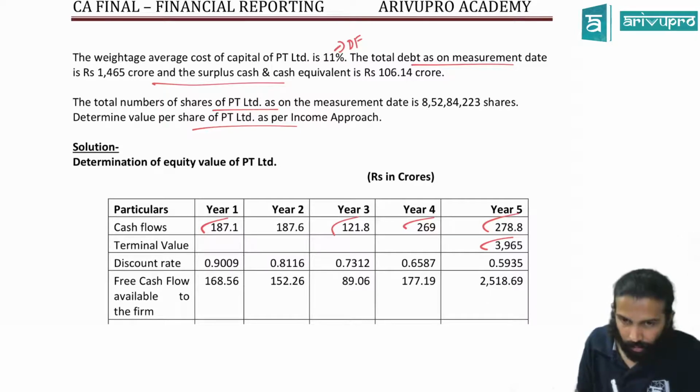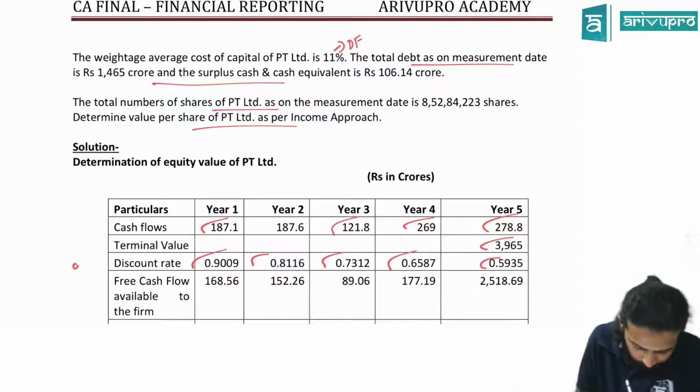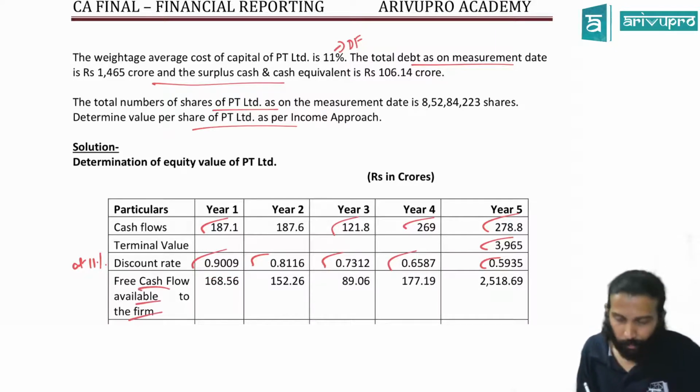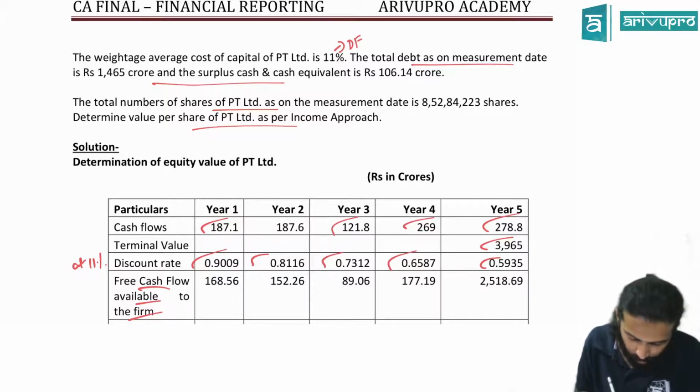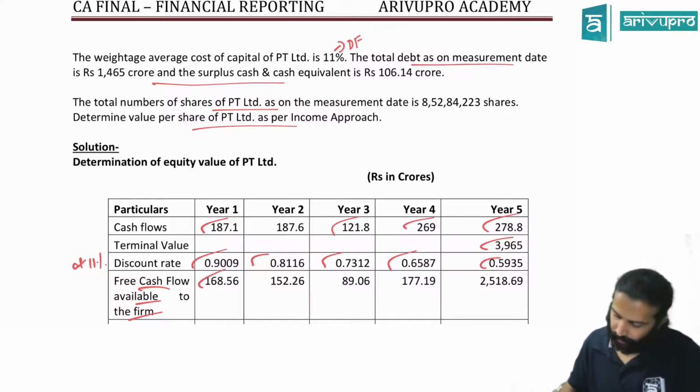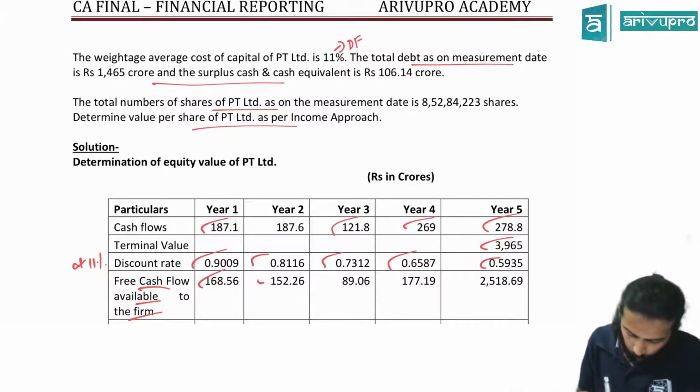If you do 1 divided by 1.11, you're going to get 0.9009 and then 0.8116, like that you will get. So the 5 years' discount factor at 11% they've taken, sir. Cash flow multiplied by discount factor will give you discounted cash flow. So how much will that be? 187.1 into 0.9009, if you do, you're going to get 168.56. Then 187.6 into 0.8116 will give you 152.26.